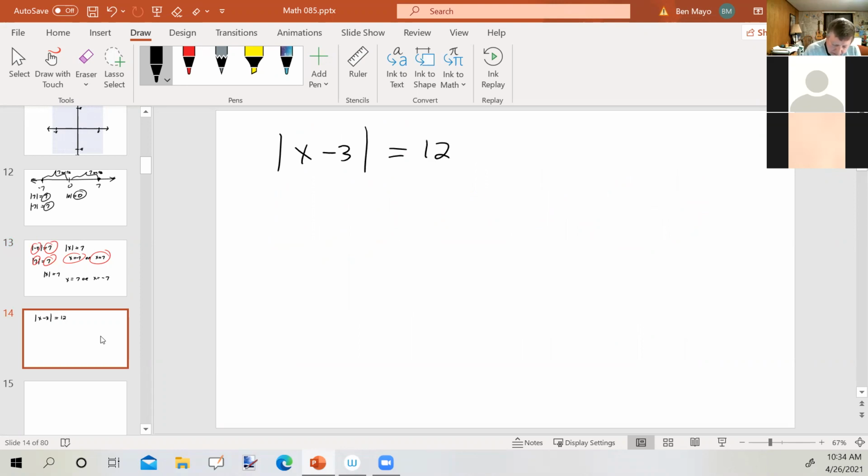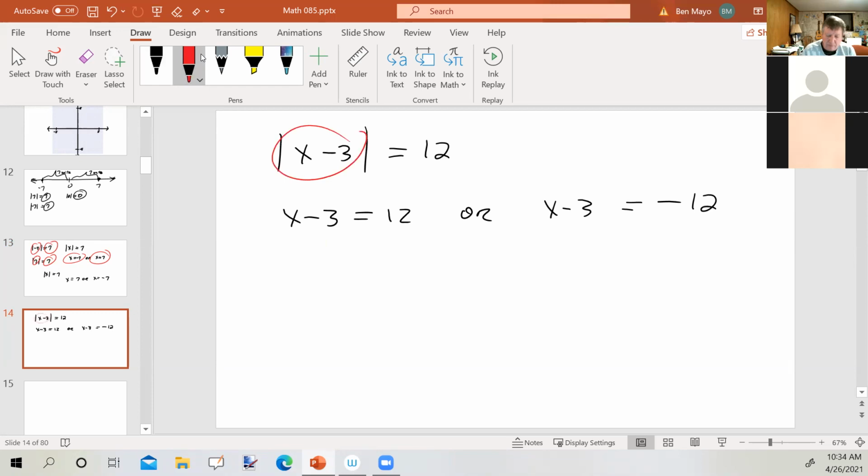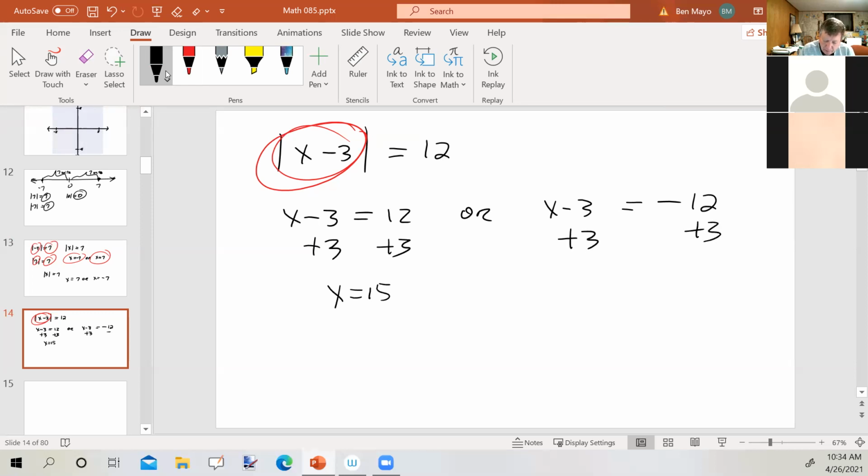Well, that means that x minus 3 equals 12 or x minus 3 equals -12. Because again, if this was 12, the absolute value of 12 is 12. If this was -12, the absolute value of -12 is 12. Now, going down and solving each of these two equations, if x minus 3 equals 12, we would add 3 to both sides and we would get x equals 15. If x minus 3 equals -12, we would add 3 to both sides and get x equals -9.